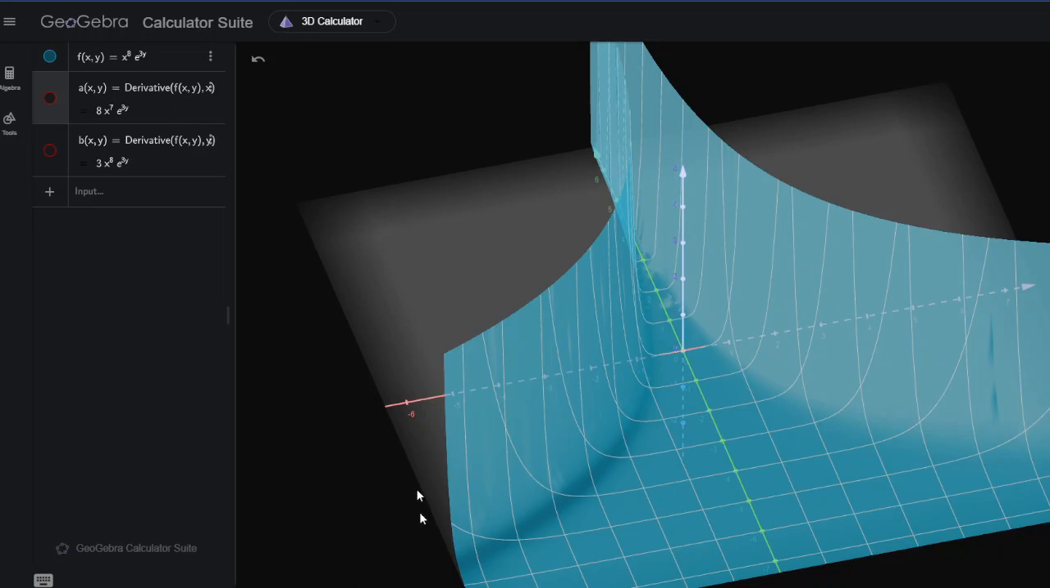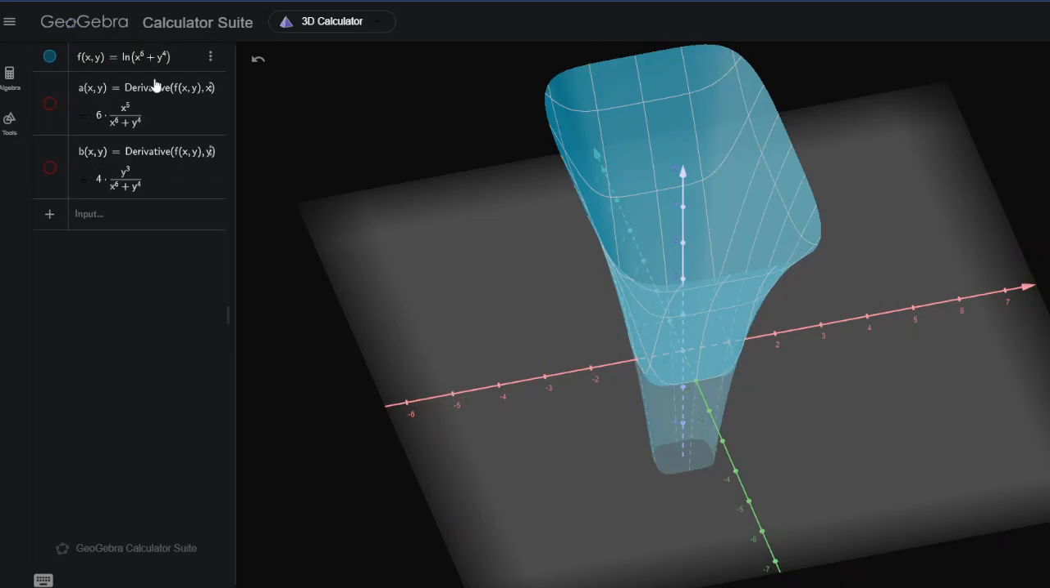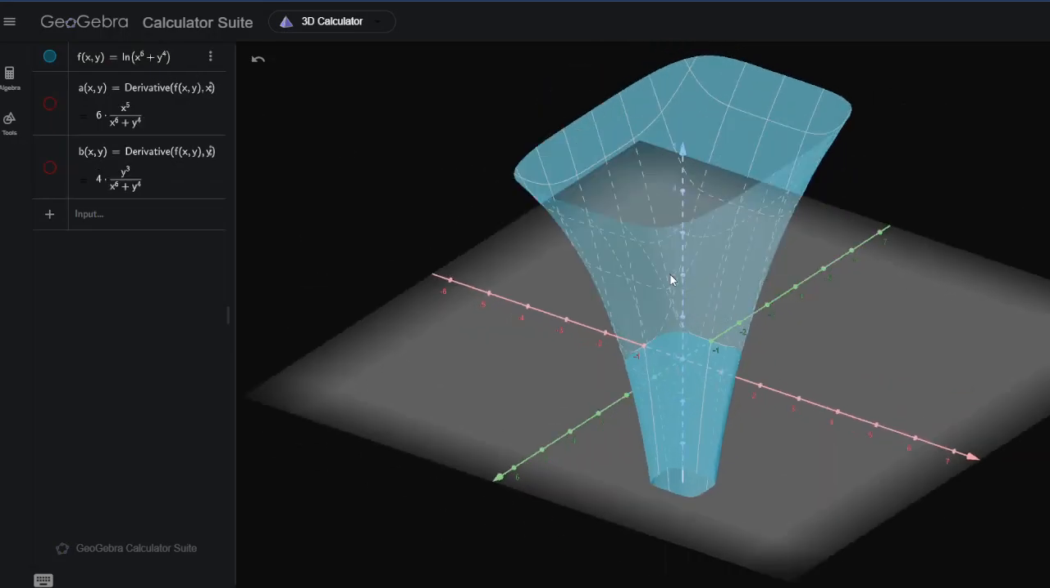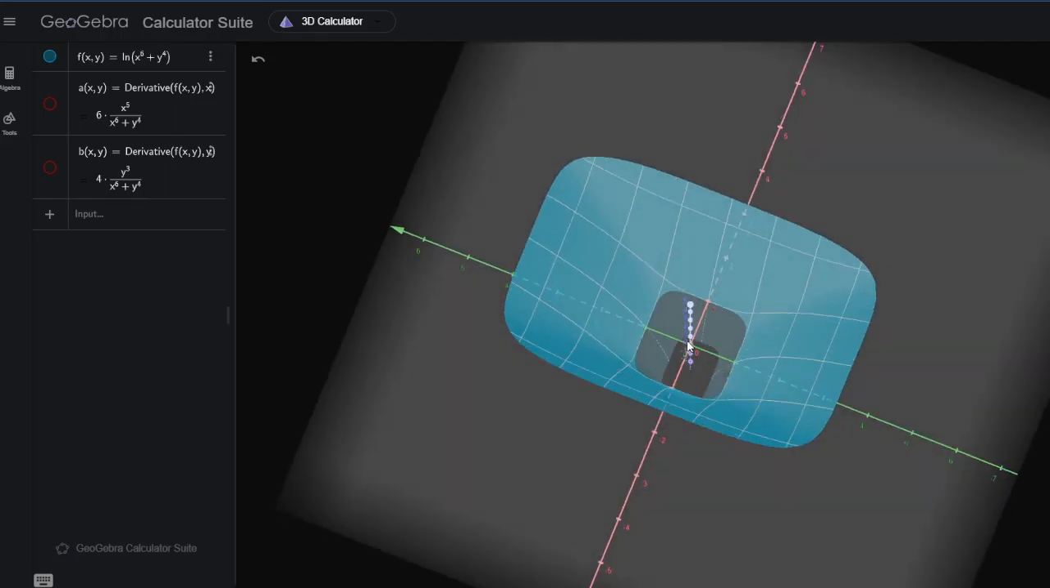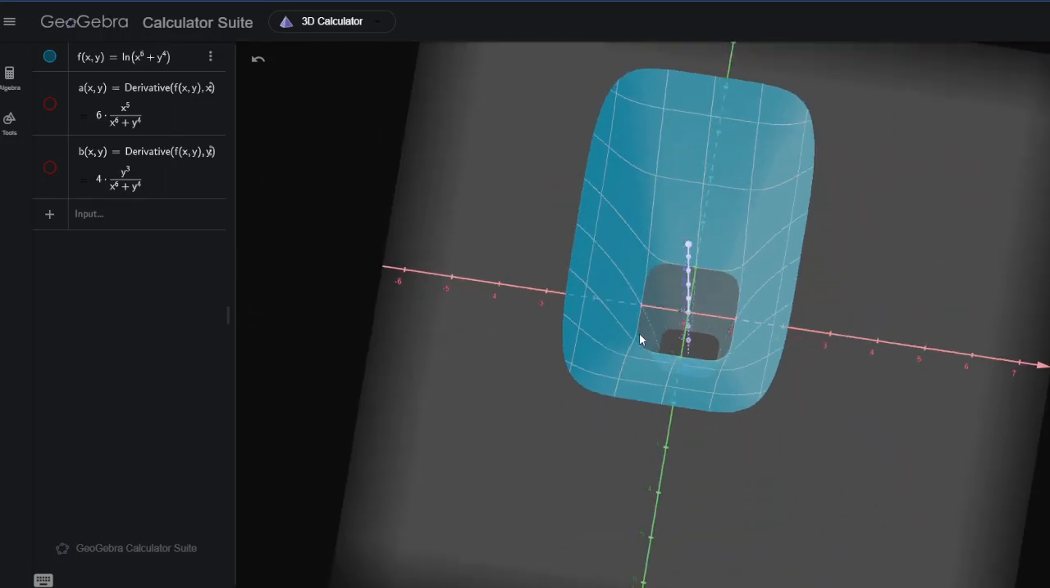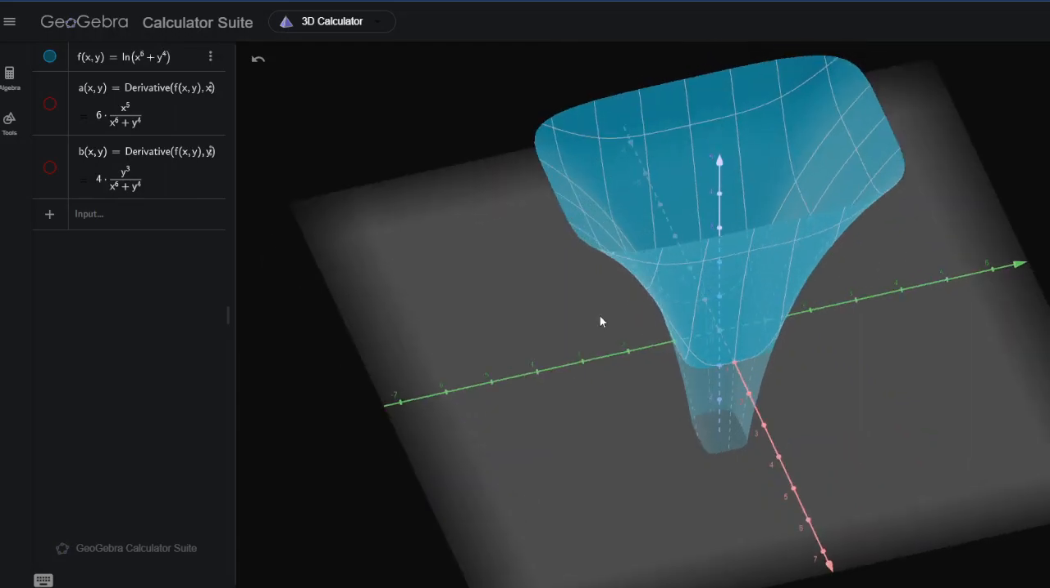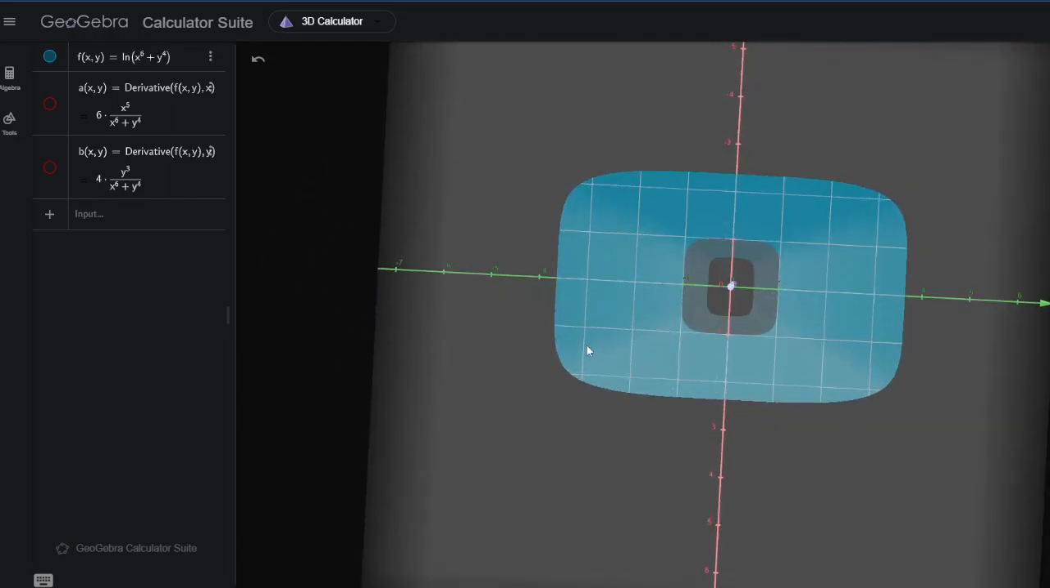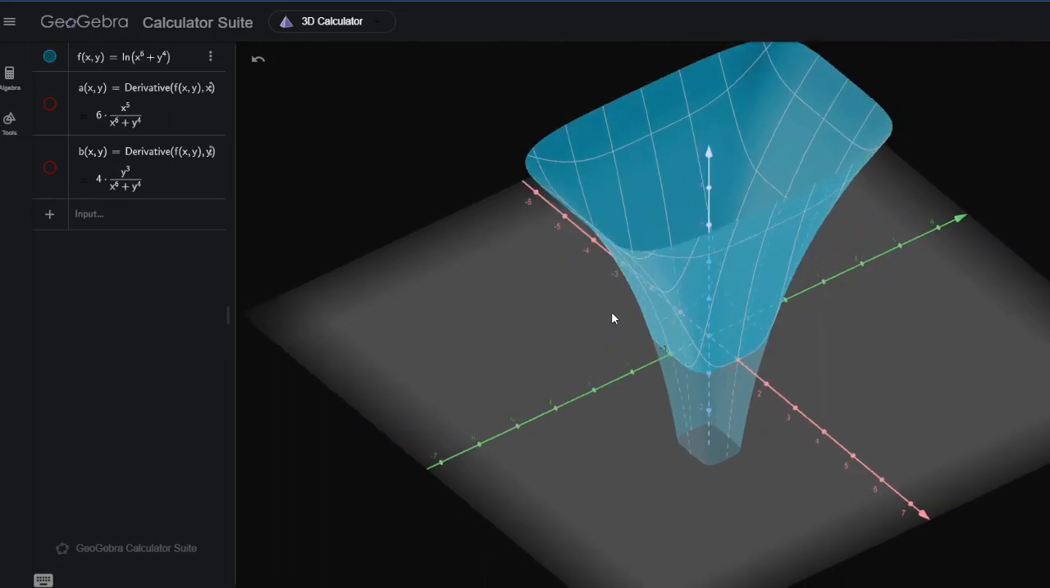All right, so let's look at some other ones. So the natural log of x to the 6th plus y to the 4th. Okay. So again, definitely a different looking function here. So all kind of centered around 0 here, right? You can see the derivatives here. Make sure these are what we got, and they are.